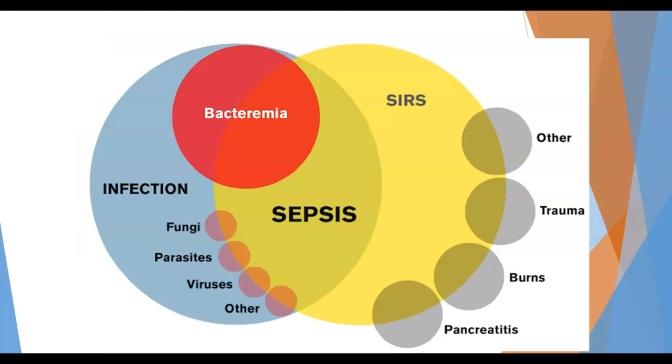So let's combine them all together here on one slide and just talk about it really briefly, just to sew things together for us. So we have SIRS here. This is our SIRS, our big inflammatory response. This yellow portion here isn't caused by an infection. It's caused by other things.